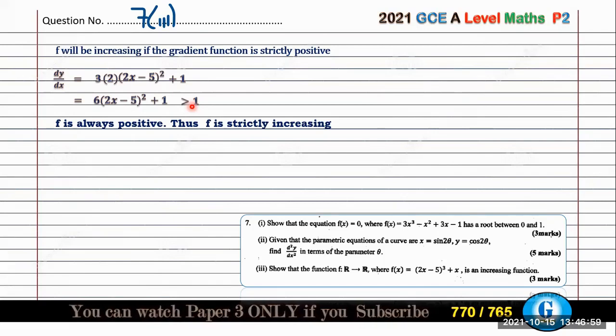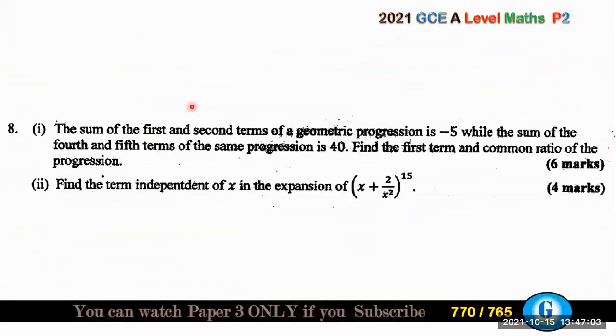All right, question 8. The sum of the first and second terms of a geometric progression is -5, while the sum of the fourth and fifth terms of the same progression is 40. Find the first term and the common ratio of the progression. The B part, find the term independent of x in this expansion.